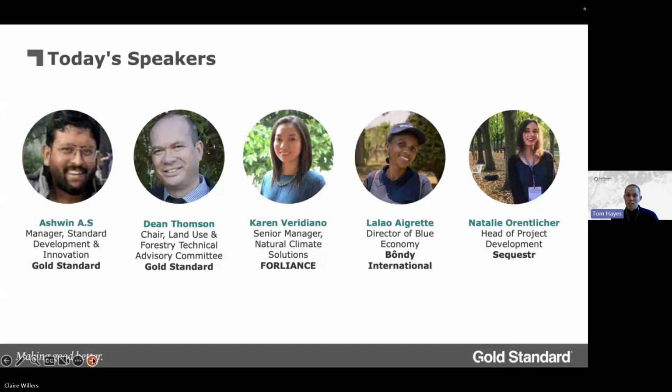We're also pleased to be joined by two more project developers who are designing projects under the new methodology. Firstly, Lelau Agret, who has a PhD in marine biology and serves as the director of Blue Economy at Bondi International, where she leads the development of a large-scale mangrove ARR project in Madagascar. And last but not least, we have Natalie, who is head of project development for Sequester, a carbon removal project developer that develops and scales nature-based projects by bridging finance and technical gaps for local organizations. For the past 2.5 years, Sequester has worked alongside local partners on the development of a large-scale mangrove restoration project in Nigeria. So you'll be hearing from some of our speakers later on during the panel discussion.